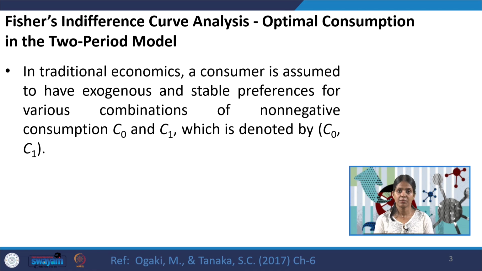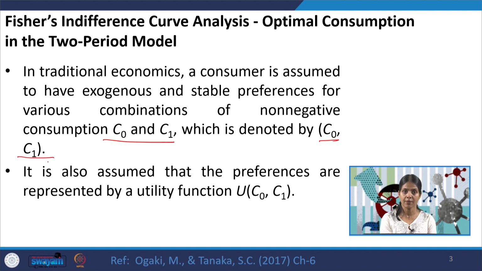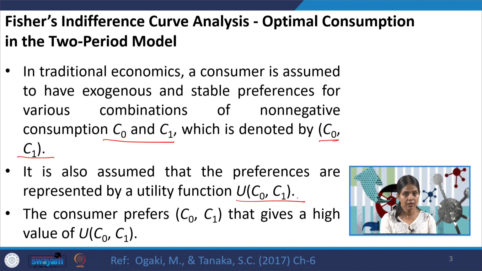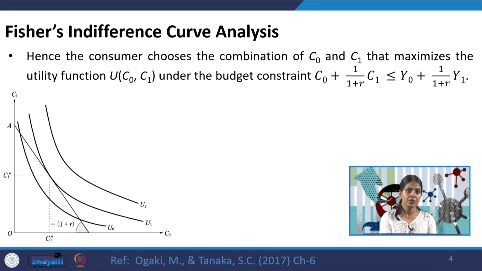In traditional economics, a consumer is assumed to have exogenous and stable preferences for various combinations of non-negative consumption C0 and C1, referring to two different periods. It is also assumed that the preferences are represented by a utility function. The consumer prefers the C0, C1 that gives a high value of U(C0, C1). Hence, the consumer chooses the combination of C0 and C1 that maximizes the utility function U(C0, C1) under the budget constraint, which we already derived and discussed in the previous module.